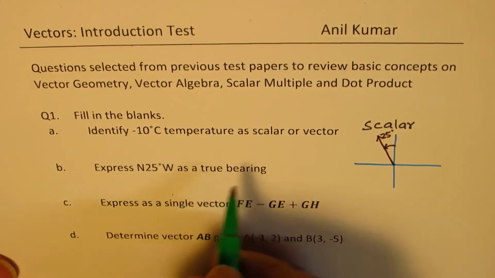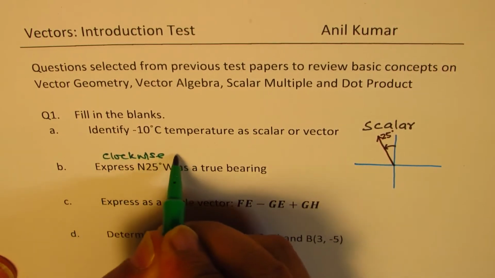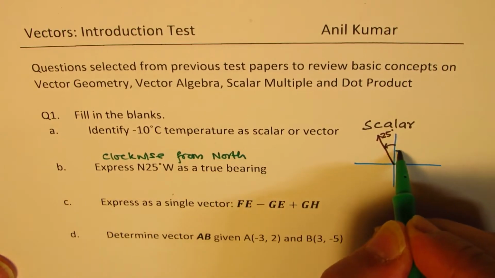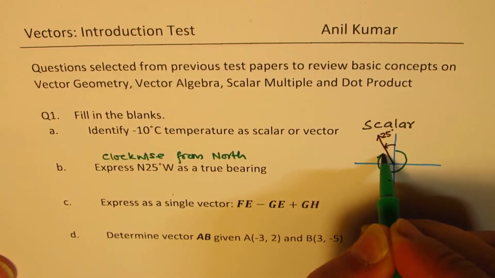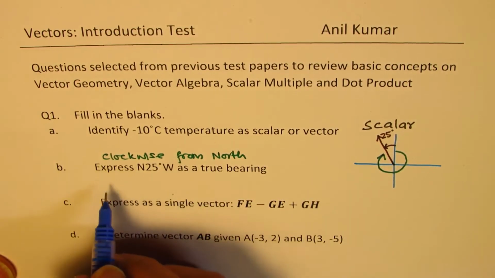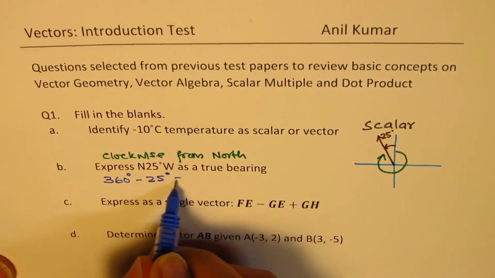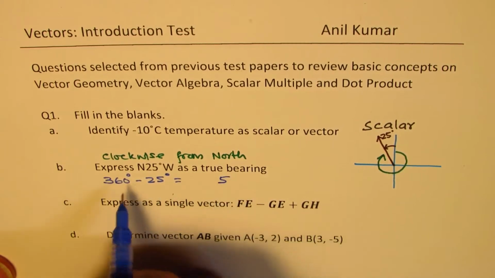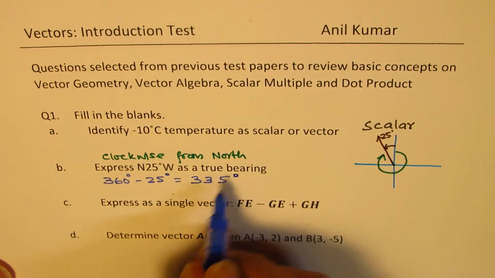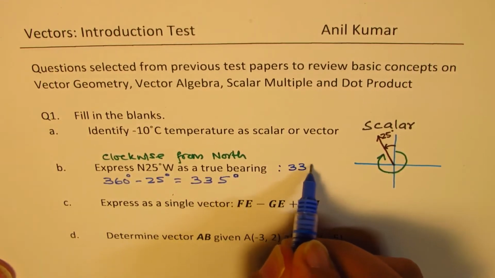Now, bearing angles are measured clockwise from north. So that means we are looking into this angle, correct? So that should be 360 minus 25, clear? So it should be 360 degrees minus 25 degrees, right? So that should give you 335 degrees. So that is the true bearing angle, correct? So the true bearing angle is 335 degrees.